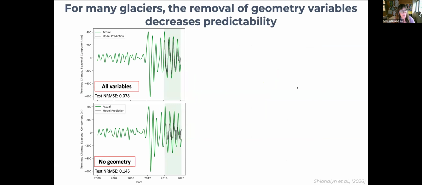So we played some games with this model. This is the same plot I just showed you, but we played a game where we turned off just the geometry variables. So things like surface elevation, bed elevation, and bed slope, we just allowed the model to not see those variables. And you can see that our prediction is muted in amplitude. And so it doesn't do a good job when geometry is not included.